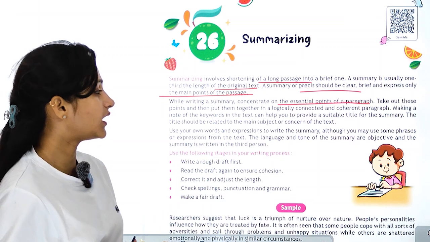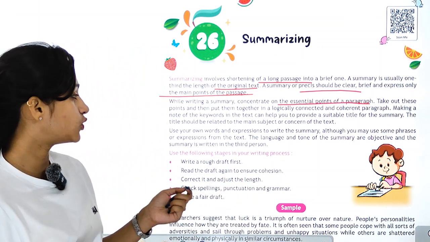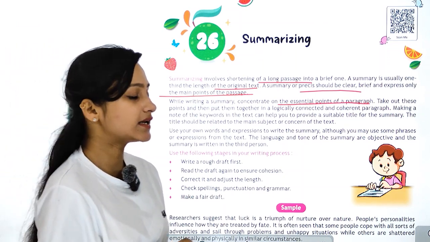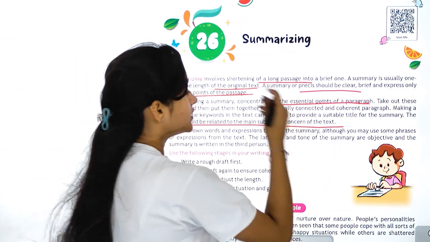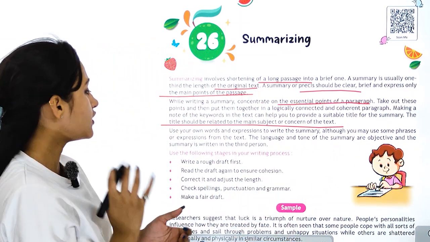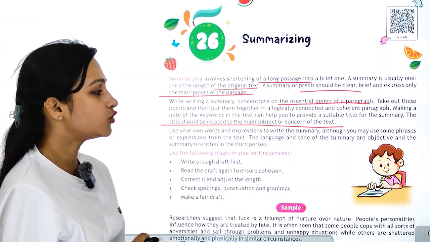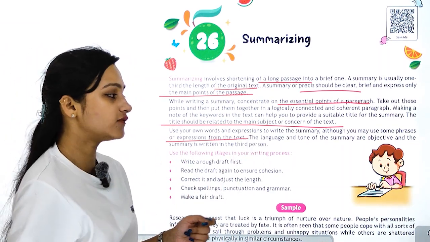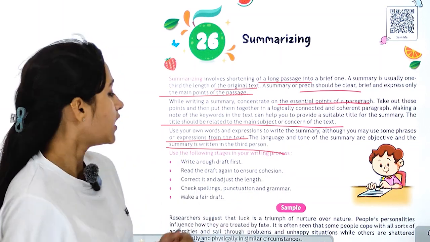Take out these points and then put them together in logical, connected and coherent paragraphs. Making a note of the keywords in the text can help you to provide a suitable title for the story. The title should be related to the main subject or concerns of the text. So use your own words and expression to write the summary. Although you may use some phrases or expression from the text, the language and tone of the summary are objective and the summary is written in the third person.